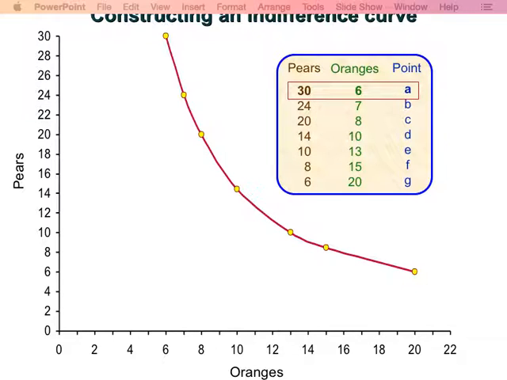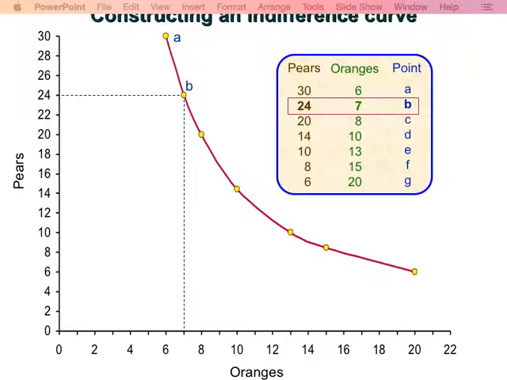In this graph, point A gives me 30 pears and 6 oranges. Point B is the combination of 24 pears and 7 oranges. And I am indifferent between the 2 points.